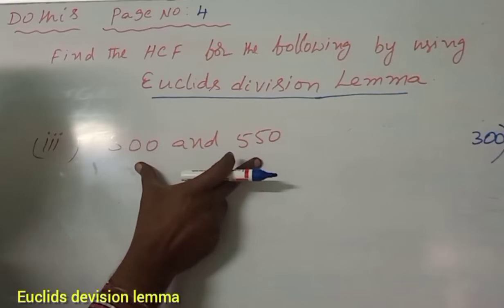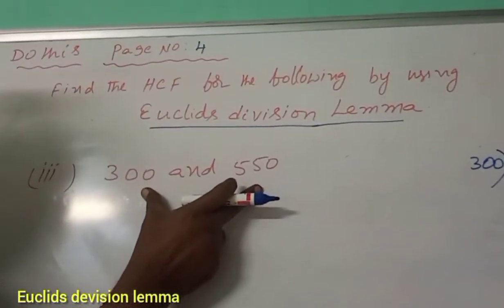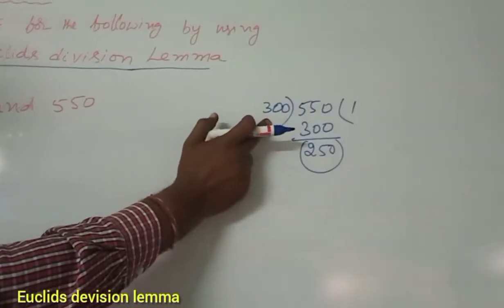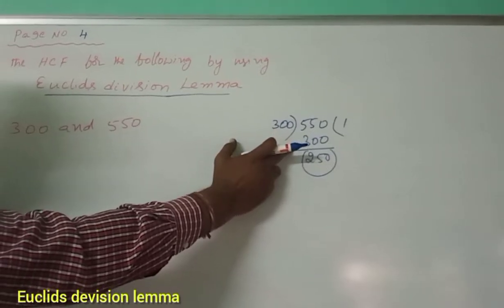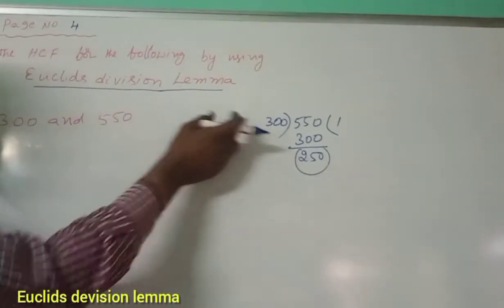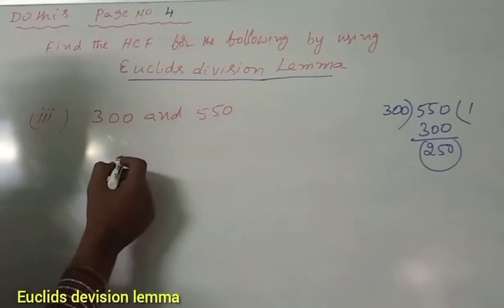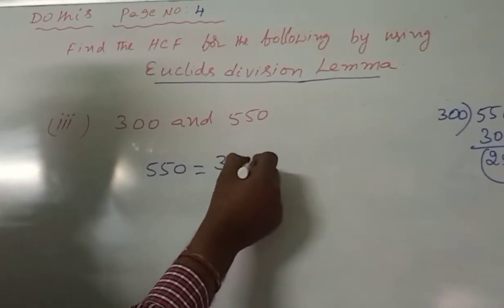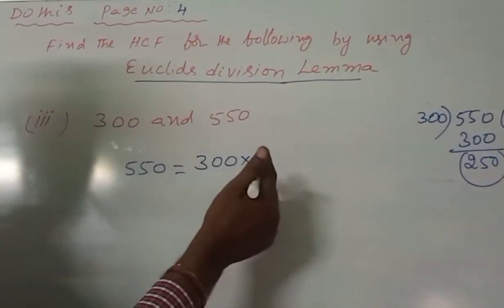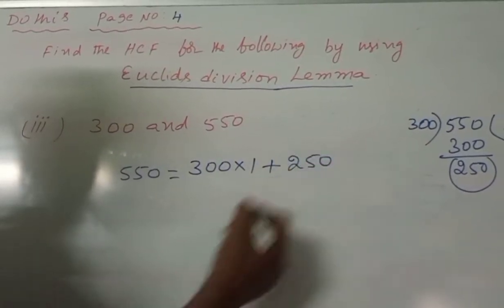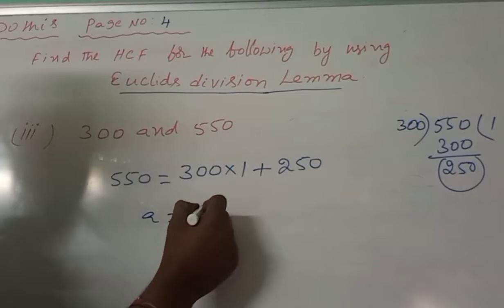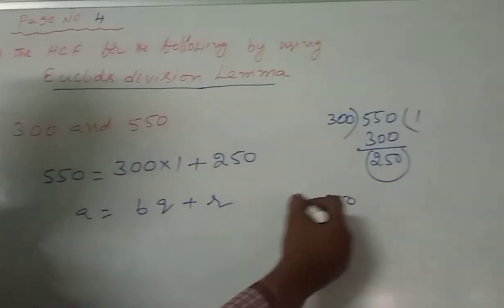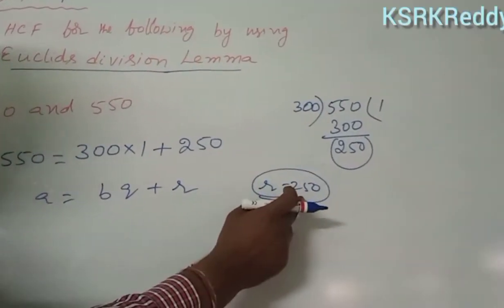Find the HCF of 300 and 550 by using Euclid's division lemma. Already you know normal division: 300 how many times in 550? One time. So remainder value 250. So for these two numbers apply Euclid division lemma. 550 is equal to 300 into 1 plus remainder 250. So it is in the form of A is equal to BQ plus R. Here R is equal to 250. So R is not equal to 0.